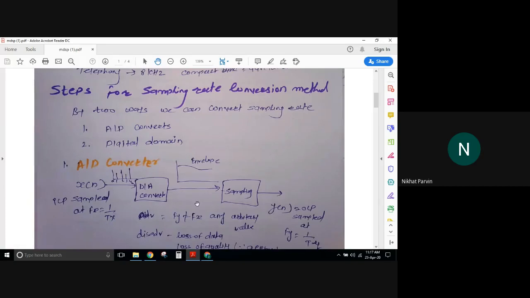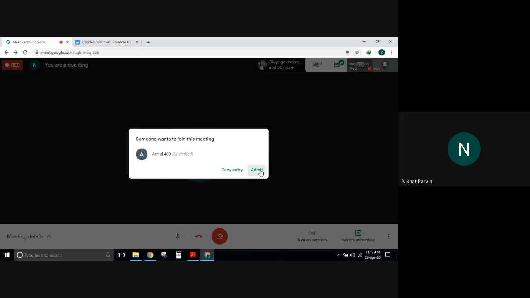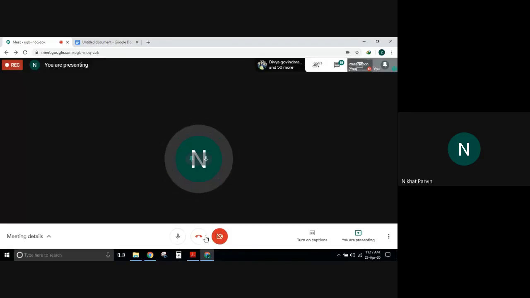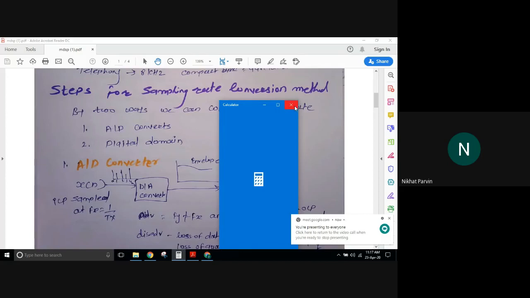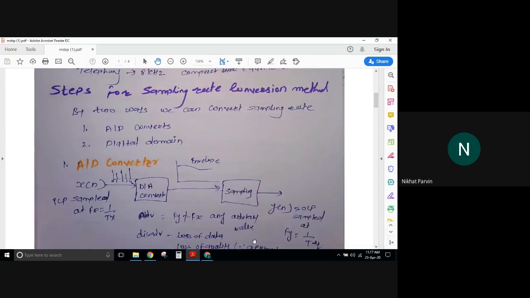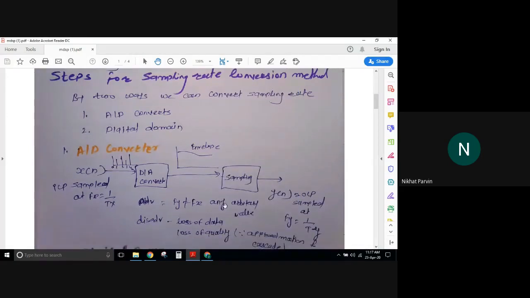I will always say that fx and fy can be any arbitrary value, which need not be the same, need not be equal, or have any kind of relationship between each other. They'll be quite independent. That is the only advantage when one opts for A by D converters to convert the sampling rate from one sample to another sample.